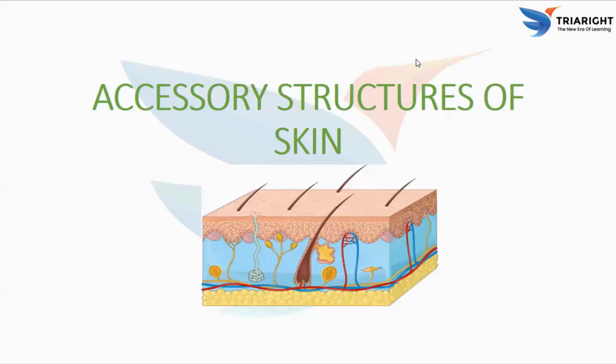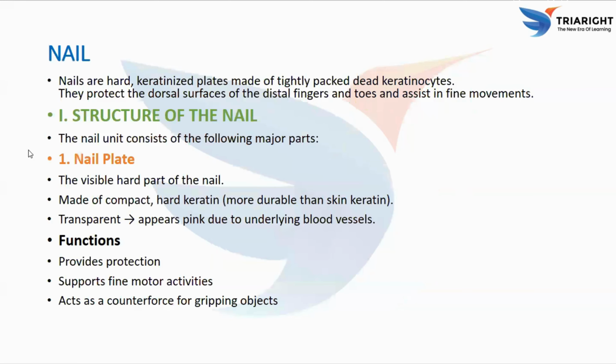So what are the accessory structures? The skin is not only made up of the epidermis and dermis, but it also contains additional structures called accessory structures. These accessory structures support the skin function and also help to maintain the body's overall homeostasis. In the earlier section, we learned about the hair and hair follicles. In this session, you are going to learn about the nail structure and nail functions.